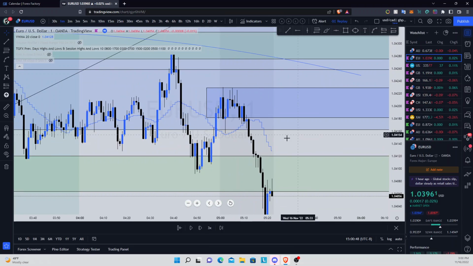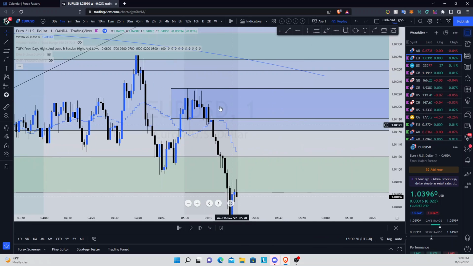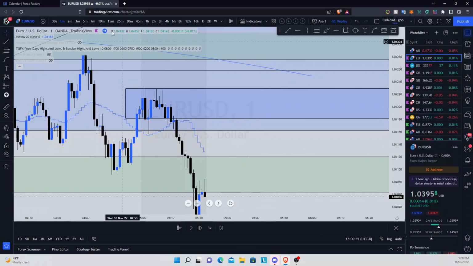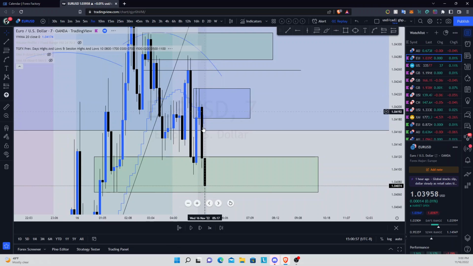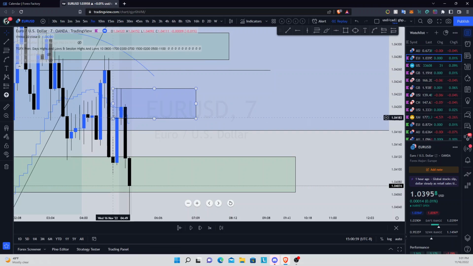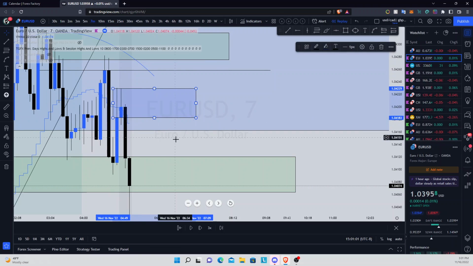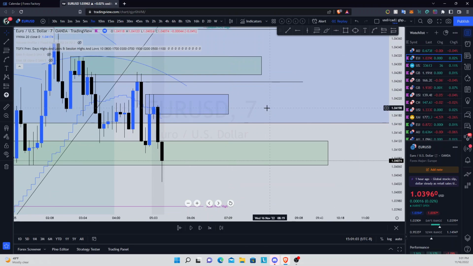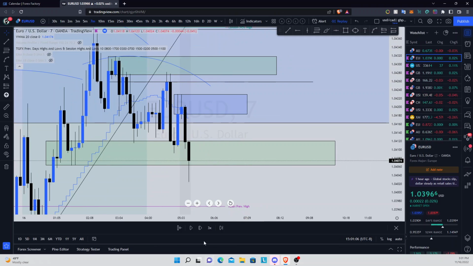All right. So this was the area right here. This is the area that you could have taken. This is where I think I took mine here. Let me see, 7-minute. Yeah, that's why I highlighted this order block over here.